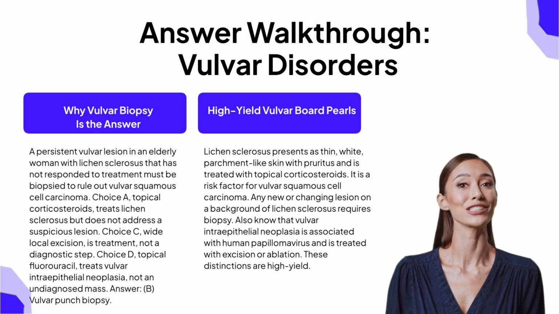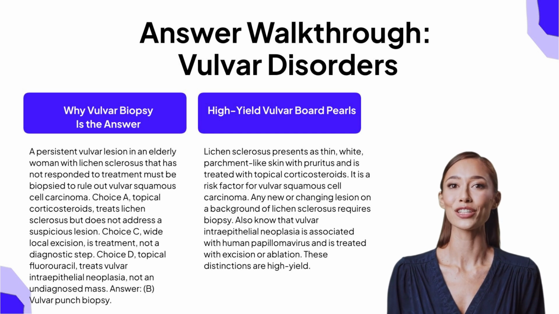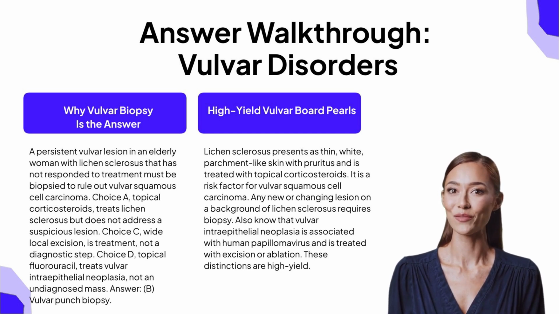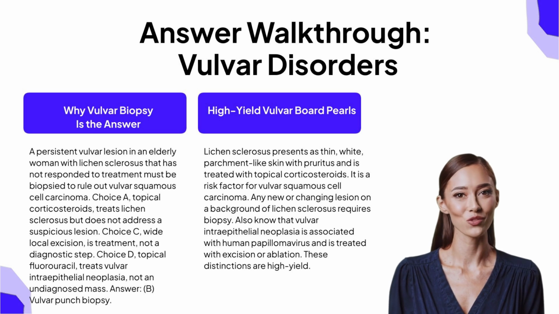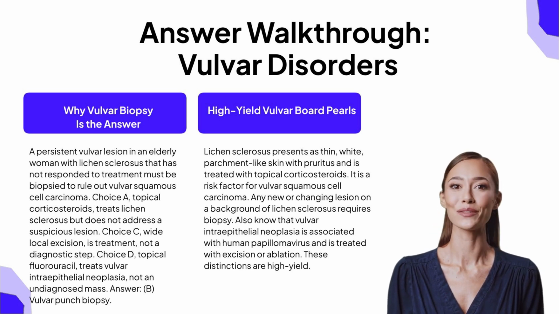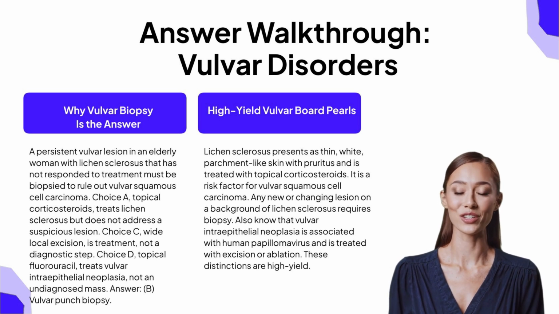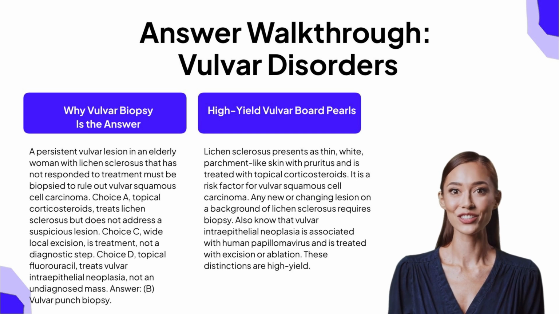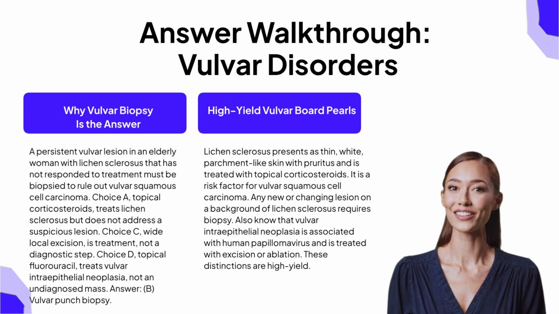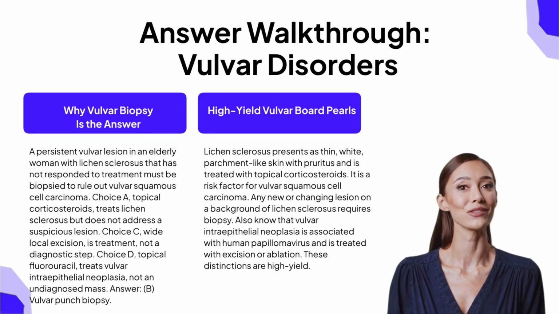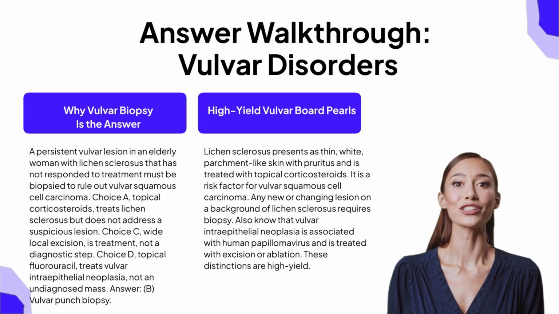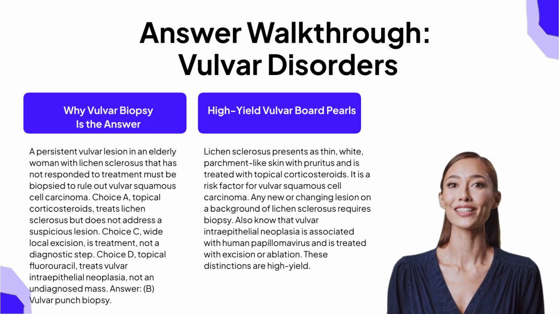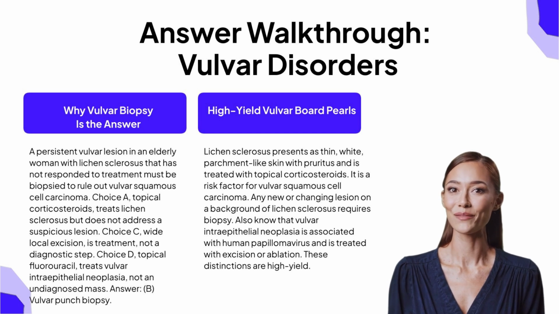The correct answer is B. Vulvar punch biopsy. A persistent vulvar lesion in an elderly woman with lichen sclerosus that has not responded to treatment must be biopsied to rule out vulvar squamous cell carcinoma. Choice A, topical corticosteroids, is the correct treatment for lichen sclerosus itself, but it does not address a suspicious lesion that could be malignant. Choice C, wide local excision, is a treatment step that should come after a tissue diagnosis. Choice D, topical fluorouracil, is used for vulvar intraepithelial neoplasia, but you cannot apply it without first confirming the diagnosis.